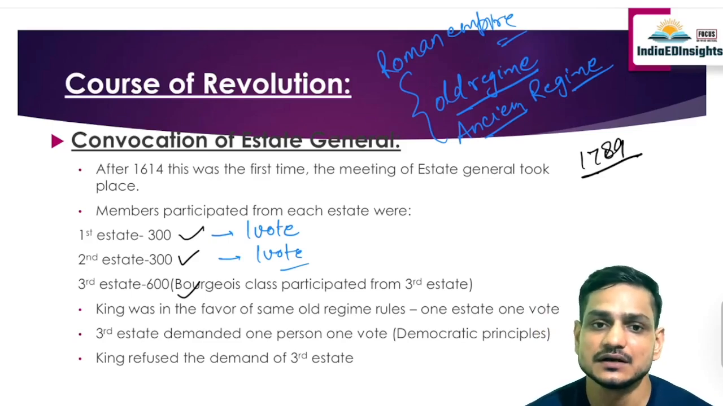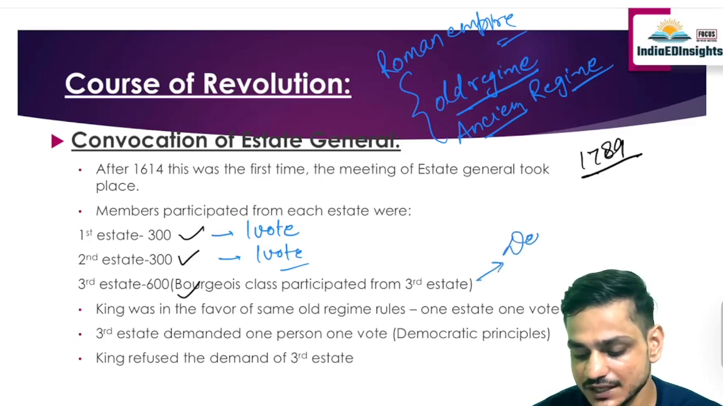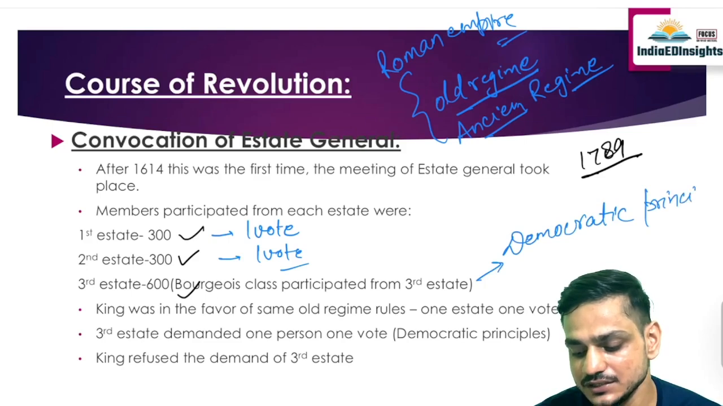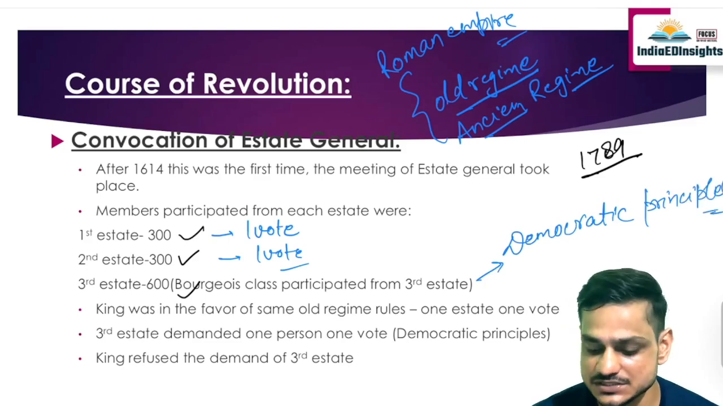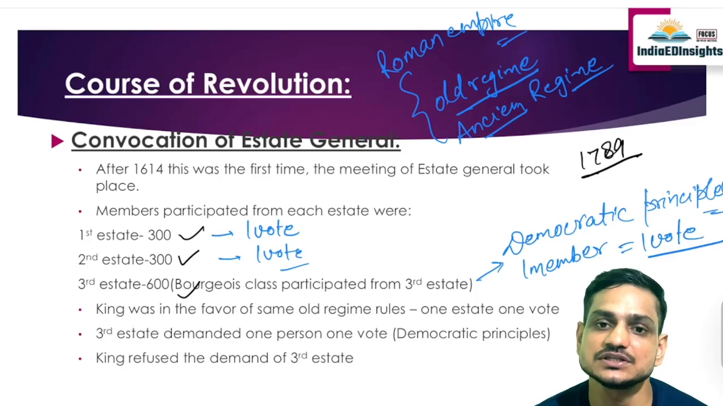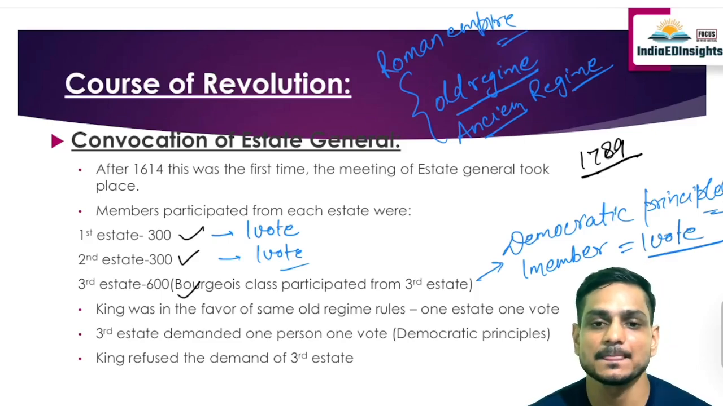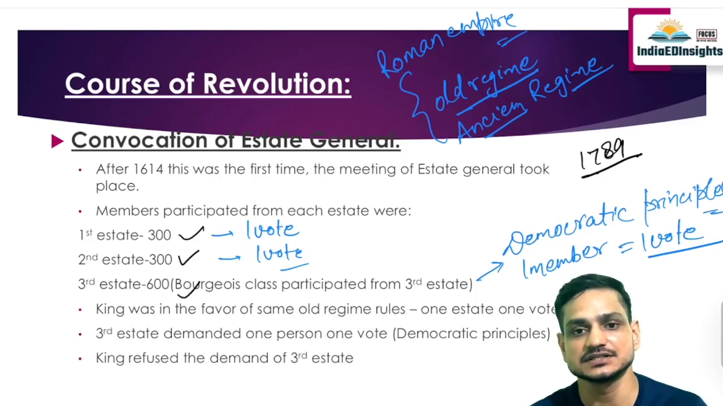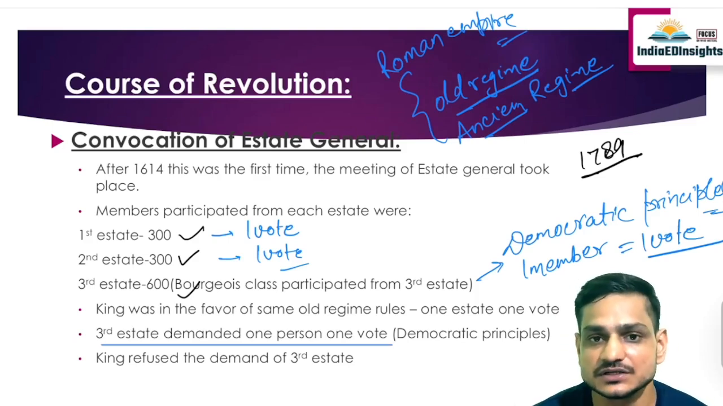So what happened? The third state wanted that we have to work according to democratic principles. So the third state proposed that we have to follow democratic principles. It means one member, one vote, because the majority of the population belongs to the third state. The third state must have more representation in the State General. But the king refused the demands of the third state.